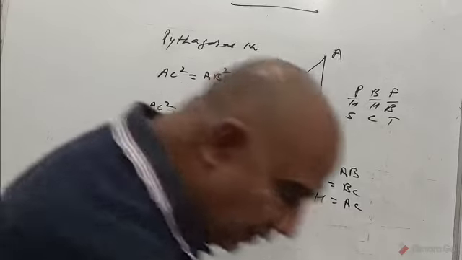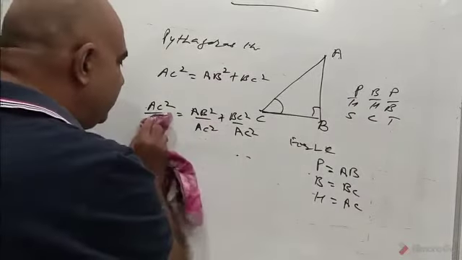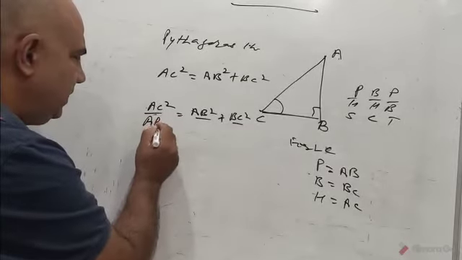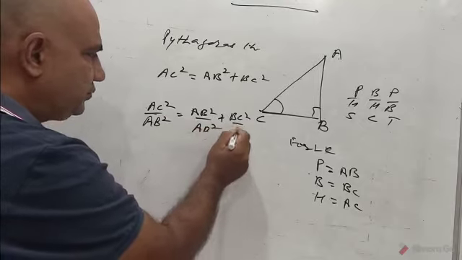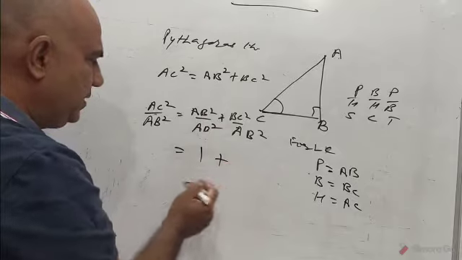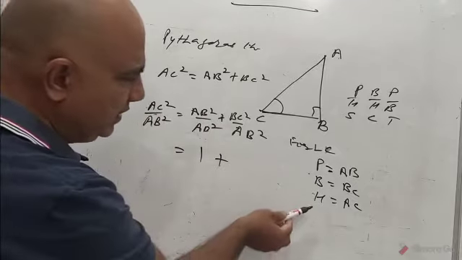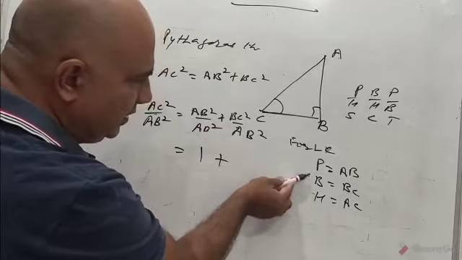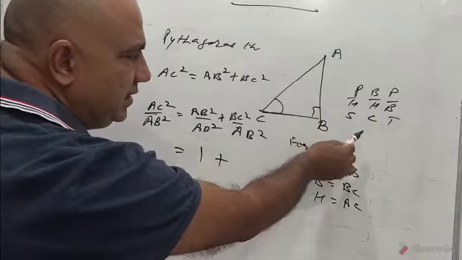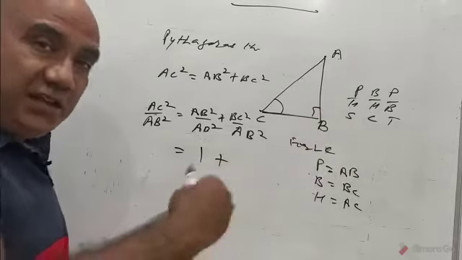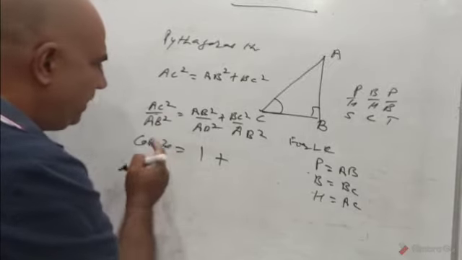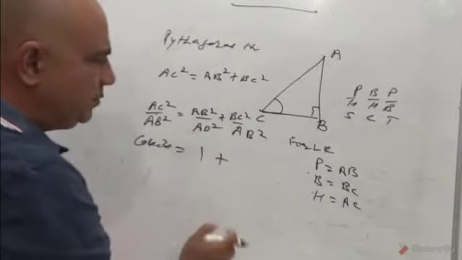Now the next one, if you want to find out, as I told, this time divide by AB square, and this also by AB square. AB square upon AB square is 1 plus AC upon AB. This is undoubtedly H upon P. P upon H is sine, so H upon P will be inverse of sine, and that is cosec. So here we will write cosec square theta is equal to 1 plus BC upon AB.